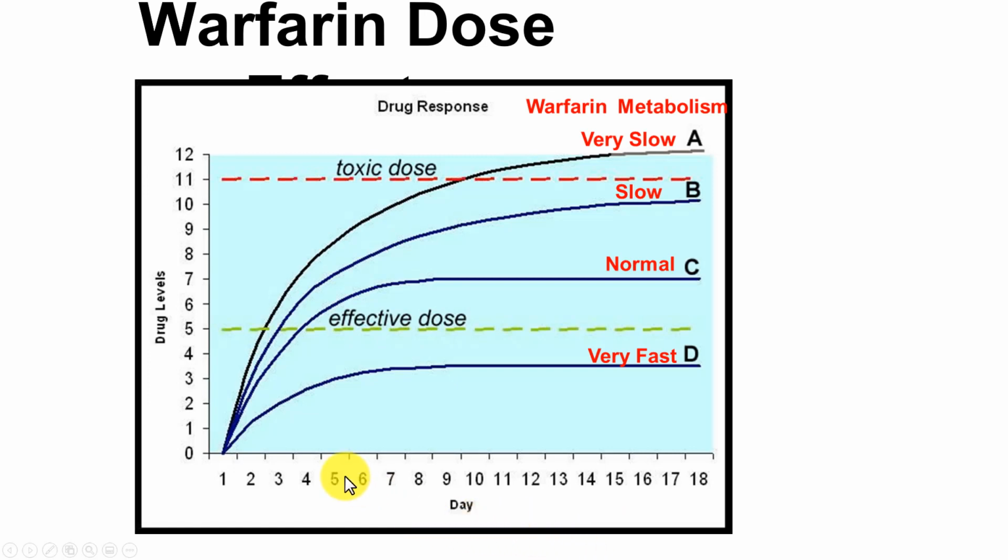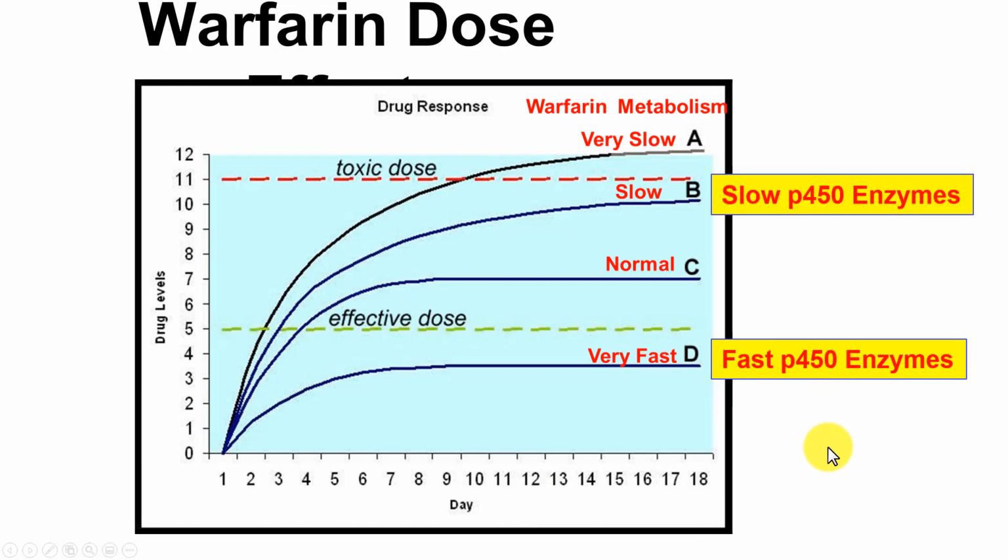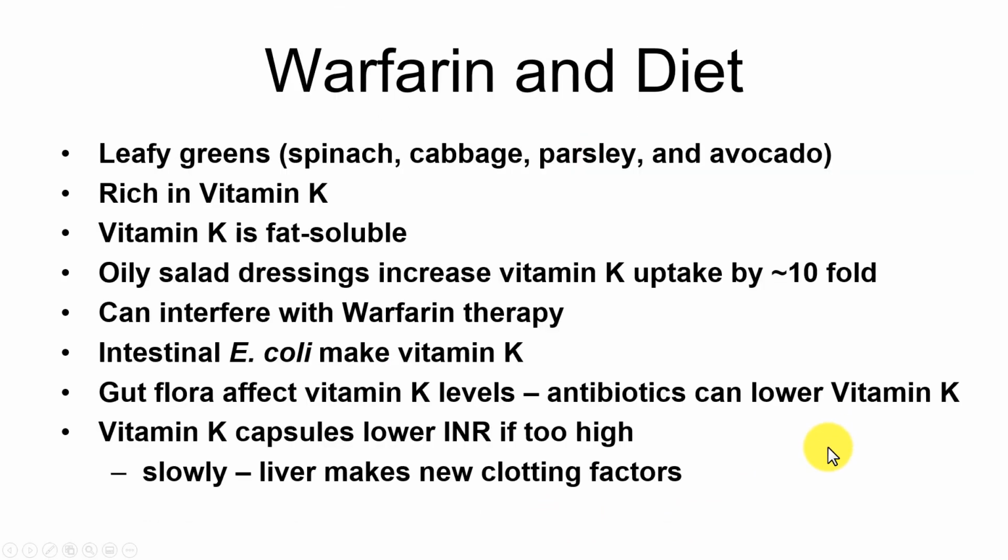So here's a plot of drug levels and days on your patient. If they're a very fast metabolizer, you may never get them up to the effective dose. If they're normal, they get it fine. They may be slow metabolizers and slowly get up to toxic doses, or if they're very slow metabolizers, you'll have a toxic dose pretty quickly. So you've got to watch that and not give them too much. So fast P450 enzymes, slow P450 enzymes.